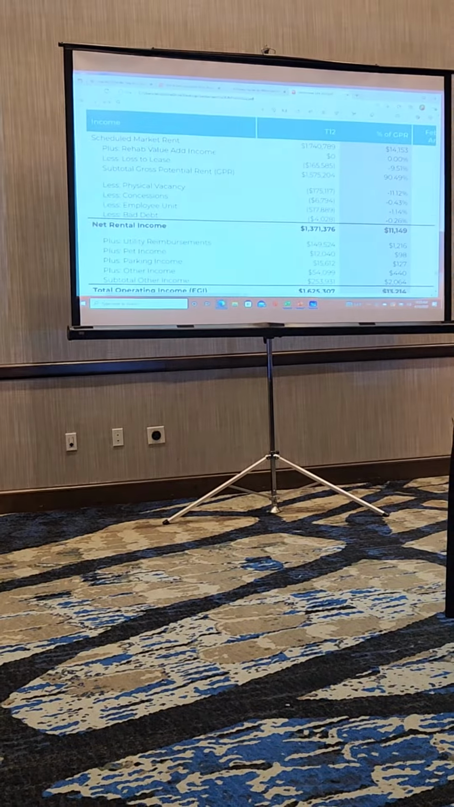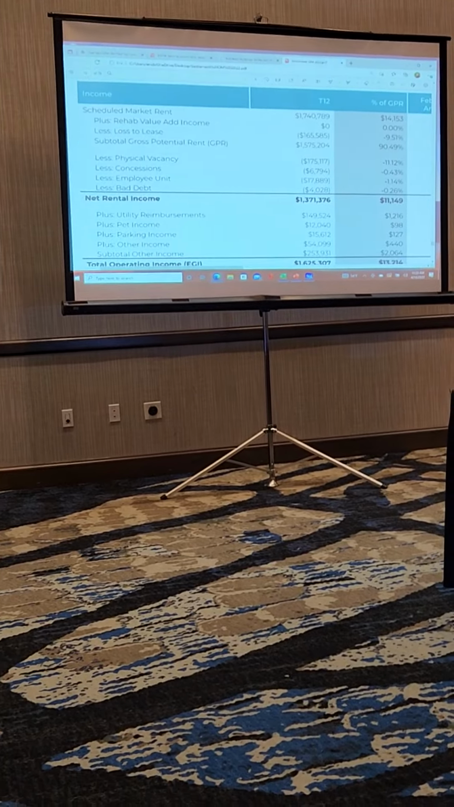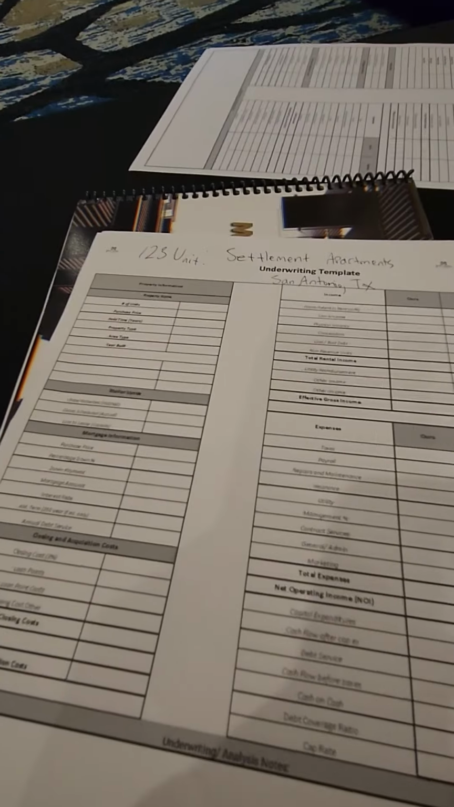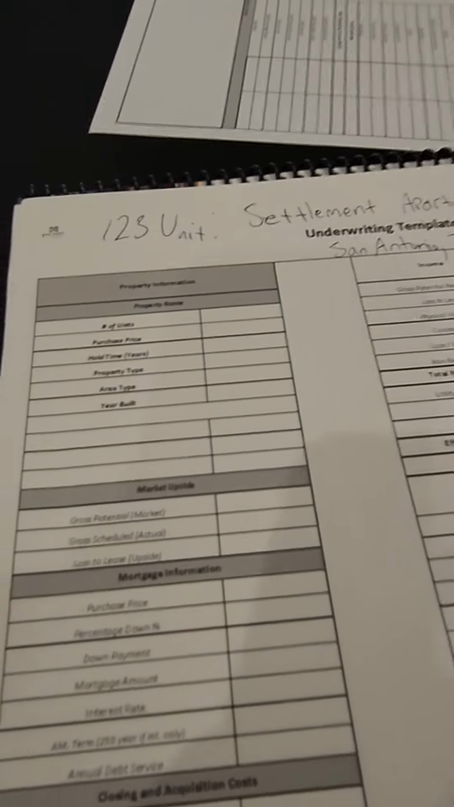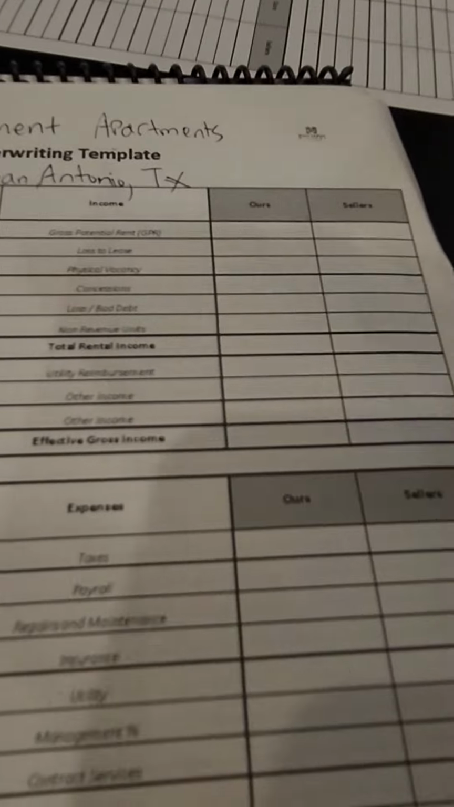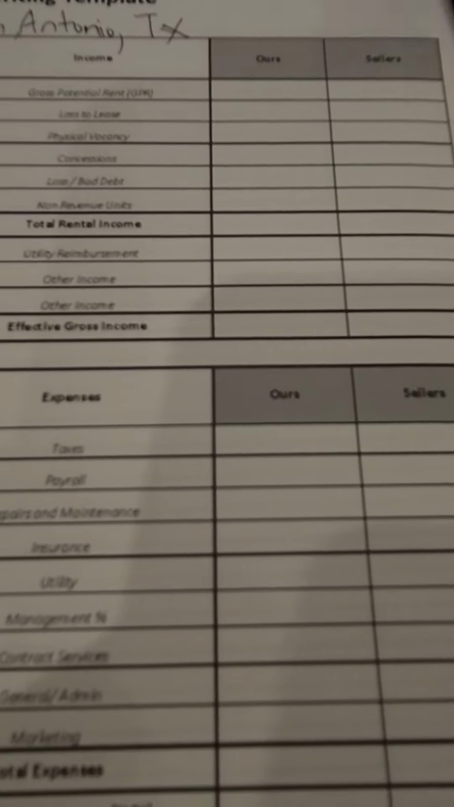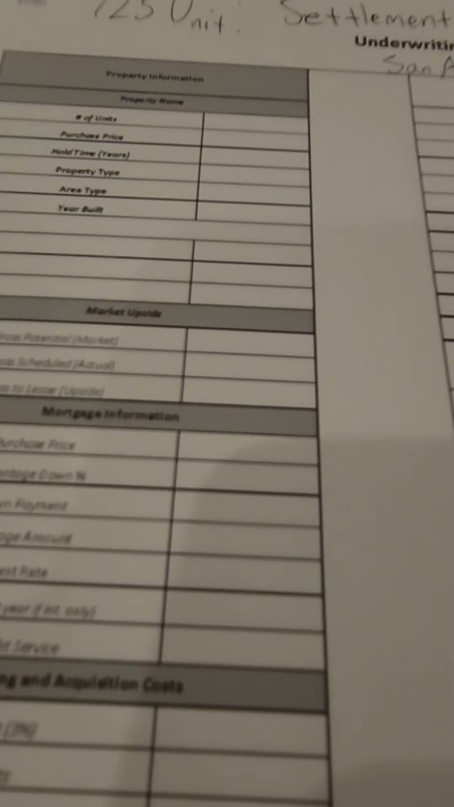You ready? So we're going to go down this left-hand side, and then we're going to go down the right-hand side. On the right-hand side, you're going to see two columns, right? There's an ours and a seller's. We're going to fill out the seller side first, because we're using the seller's numbers. When would you fill out the R section? When we start to get into the actual financials that they're sending us, right? Mm-hmm. So today we'll fill out the seller side, okay?